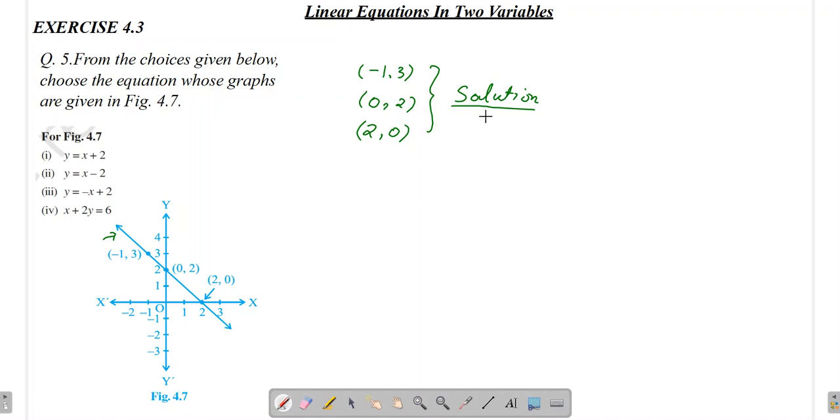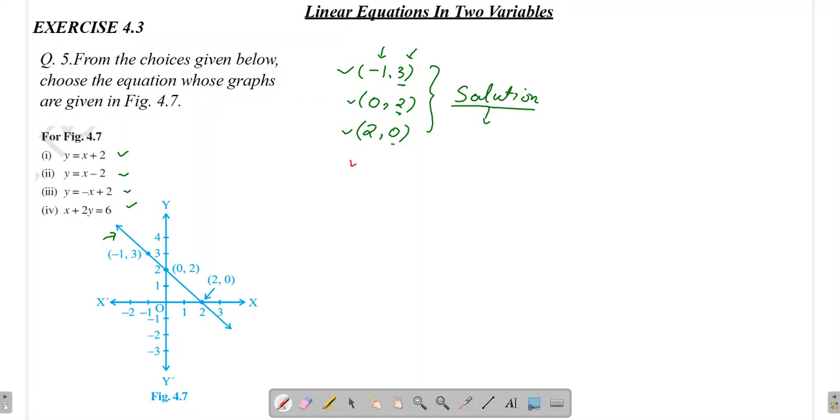So now it's simple. What we do, we will substitute all of them one by one in these equations, and the equation which will satisfy all these 3 points will actually be representing the graph which has been shown in the question. So what we'll do, we'll simply put the values of x and get the values of y from the equation. If we'll get the same value of y as mentioned over here, it is satisfying. If not, it's not satisfying. So let us begin with the first equation.